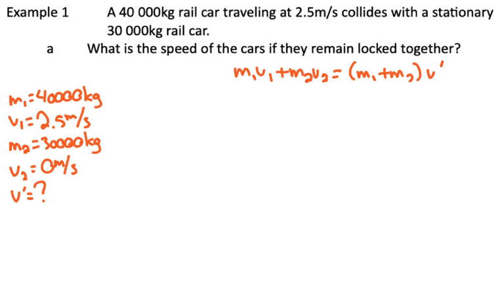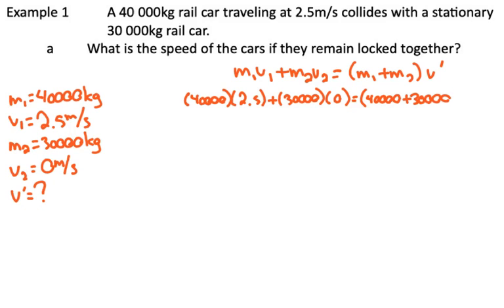Go ahead and substitute in m1, 40,000, v1, 2.5, m2 is 30,000, v2 is 0, m1 again 40,000, m2 again 30,000, and v prime is what we're trying to solve for.